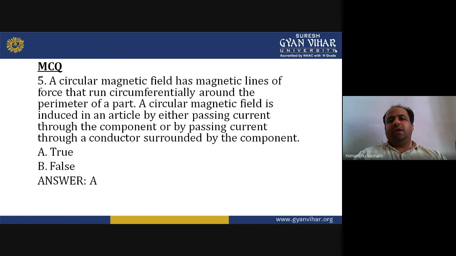A circular magnetic field has magnetic lines of force that run circumferentially around the perimeter of the part. A circular magnetic field is induced in an article by either passing current through the component or by passing current through a conductor surrounded by the component. I repeat, understand this. So it is true in this case.